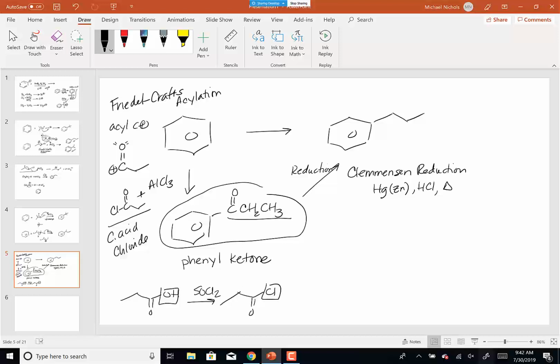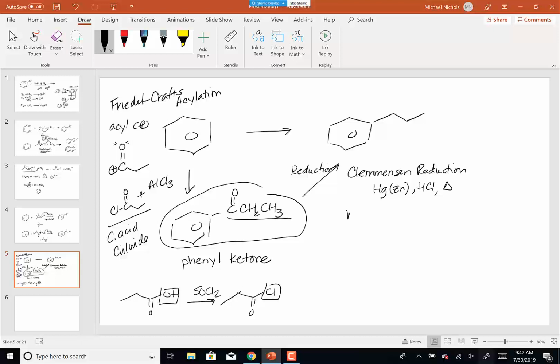You don't necessarily need to know the name Clemmensen, although I'll say Clemmensen, but you do need to know the reagents. It is not an appropriate substitute to say Clemmensen without the reagents. That will not get you full credit. You have to know the reagents. So that's one method that will completely reduce a carbonyl.